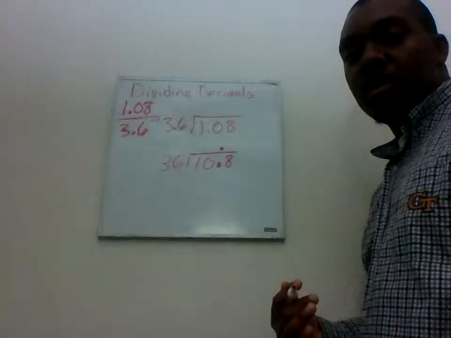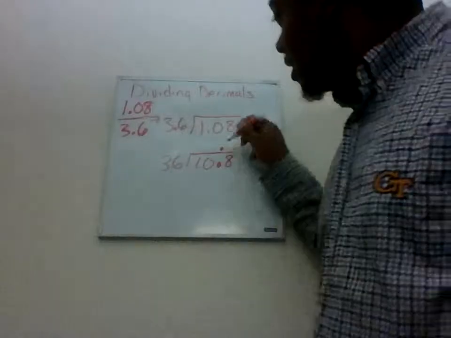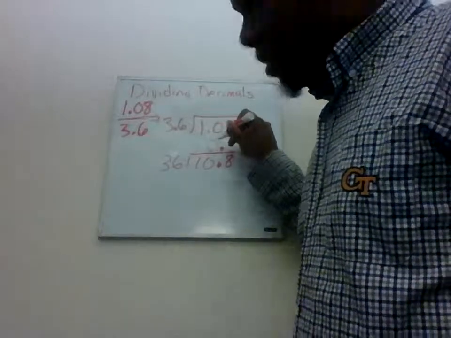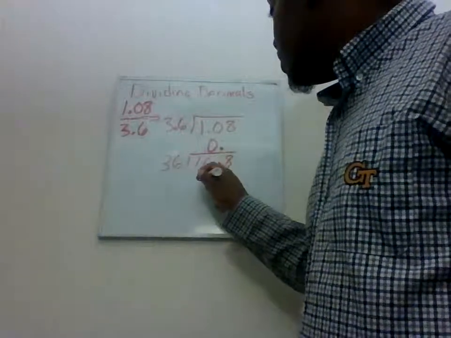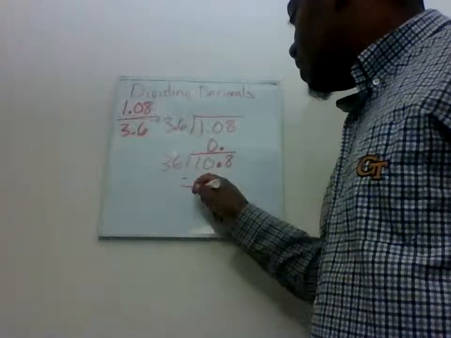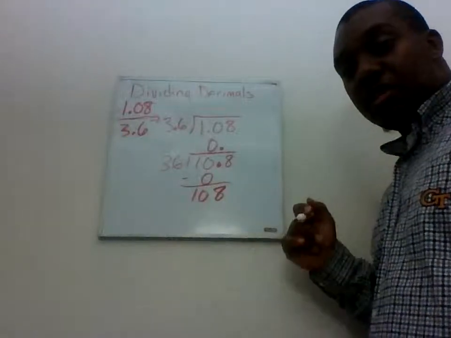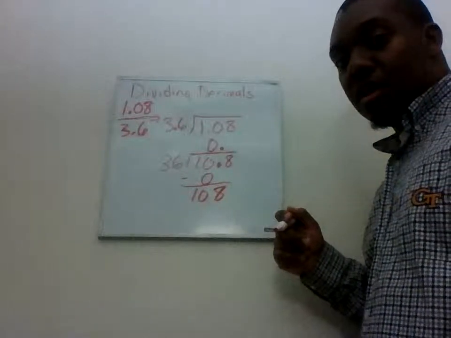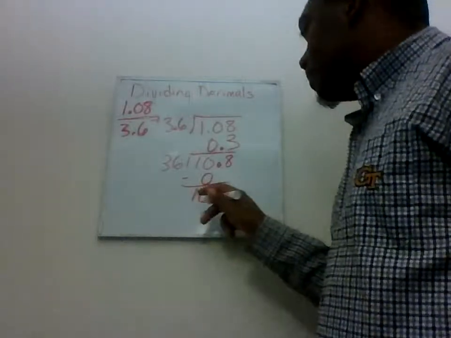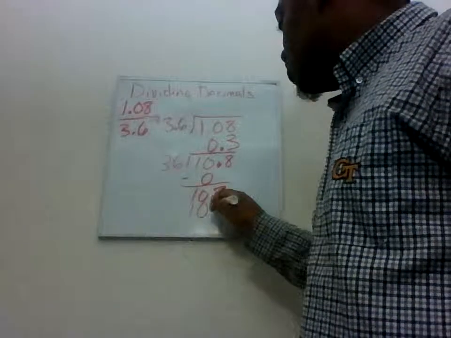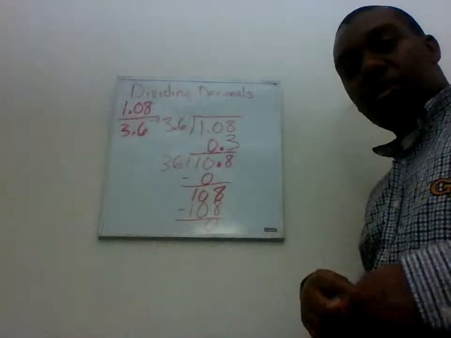So I could let you just do this on your own, but let's work it out together so you can see how it's still the same. How many times is 36 going into 10? Zero times. If we multiply 0 times 36, we get 0. We subtract that, we get 10. Bring down the 8. How many times is 36 going into 108? It goes in 3 times. 3 times 36 gives you 108. Subtract, we get 0. Look at that, it's just like what we did before.